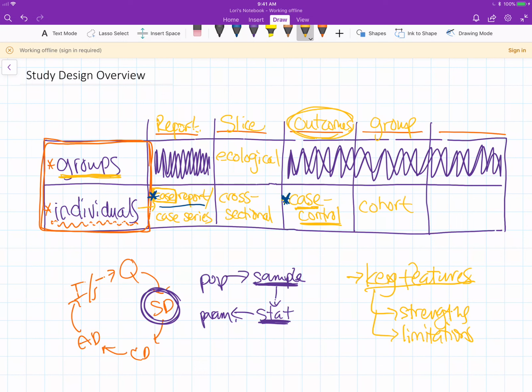And then the final one is that the researcher assigns the exposure, and that word assigns, and I'll just put EXP for exposure, assigns exposure. That is the key thing about this particular study design, and it's called an experimental study, or it can be called a clinical trial.